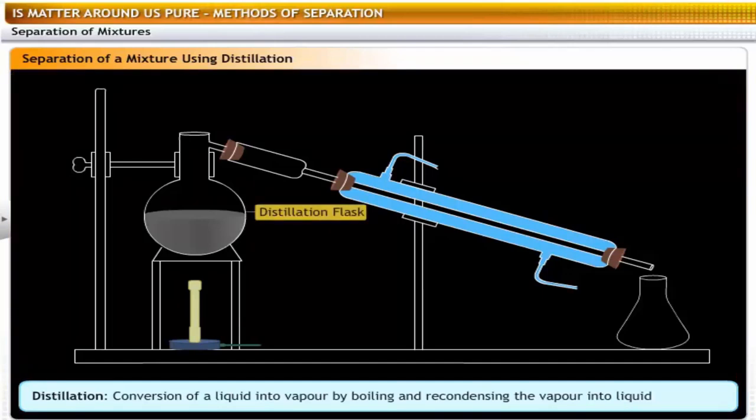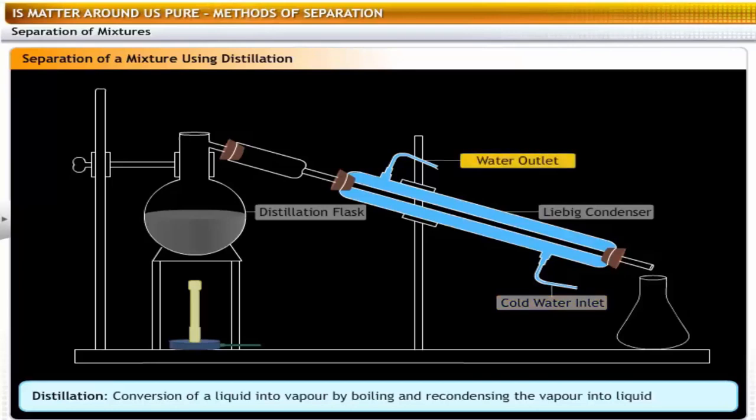Put the mixture into a distillation flask. A distillation flask is a round-bottomed flask with a tube at its neck. This tube is attached to a Liebig condenser. The Liebig condenser is a long glass tube within a glass jacket with an inlet and outlet for water. The open end of the flask is fitted with a one-holed rubber cork through which a thermometer is introduced.